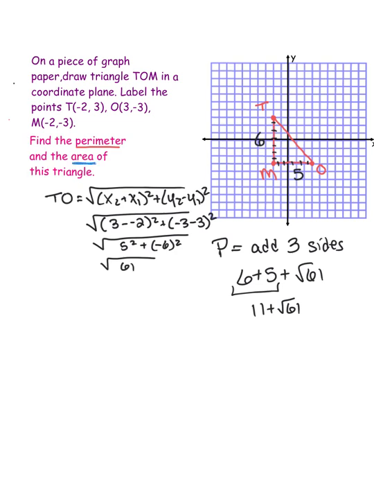The second part of this question says find the area. So we have to think back to our area formula. The area of a triangle is 1/2 base times height. In this case, the base is on a grid line, it's 5. The height is also on a grid line. 1/2 times 5 times 6 is 15. So my area here is 15.